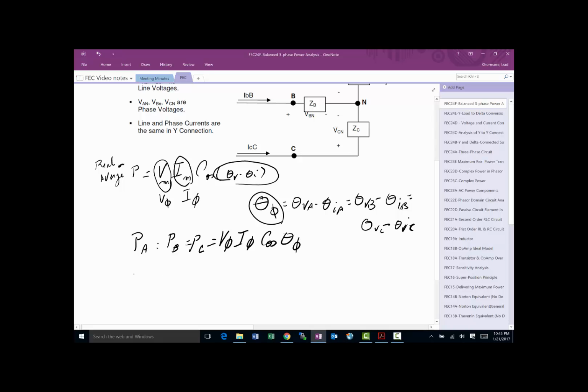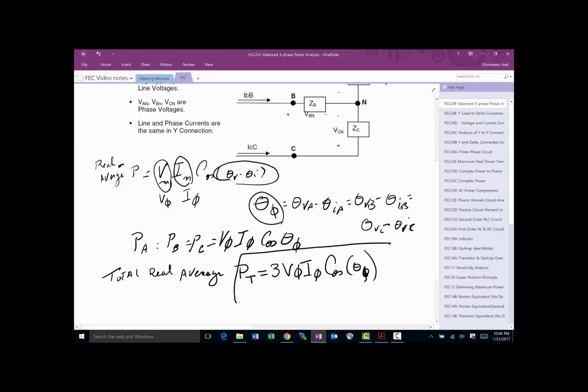So that allows us to make the statement that the total real or average power for a three-phase circuit can be written as P total equals the sum of all of these P's, which basically turns into 3 V phi I phi cosine of theta phi. And that's a nice equation for us to remember.